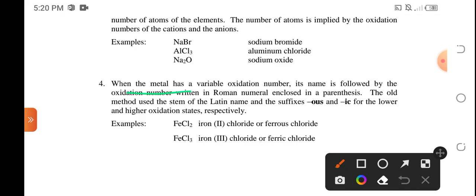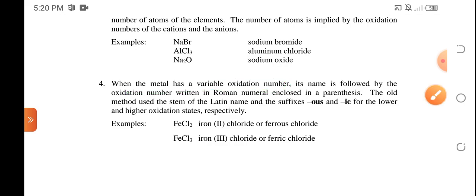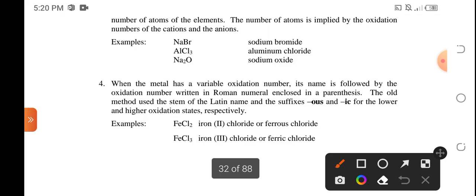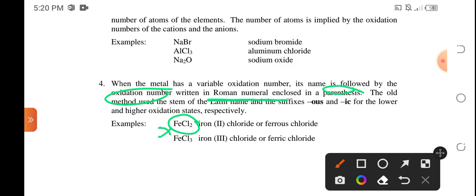Okay, so metal with variable oxidation number or many oxidation number. Okay, so paano daw natin papangalanan? Just write the oxidation number, which could be represented by a Roman numeral enclosed in a parenthesis. Like this one, iron. Okay, so paano natin malalaman kung anong klase ng iron? So, iba-backtrace natin. So, FeCl2.